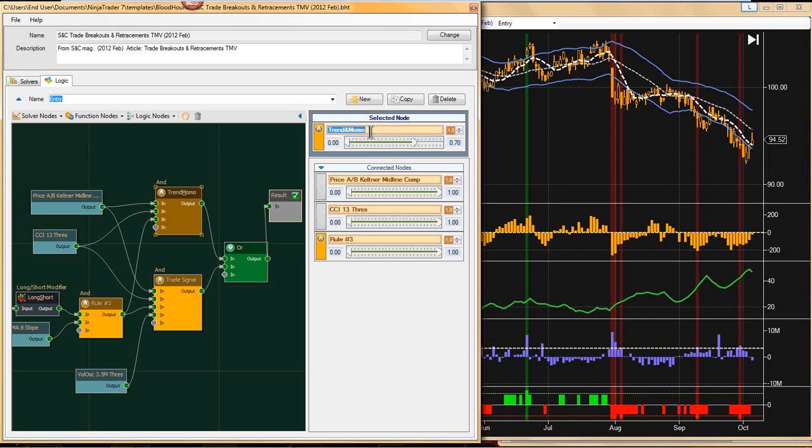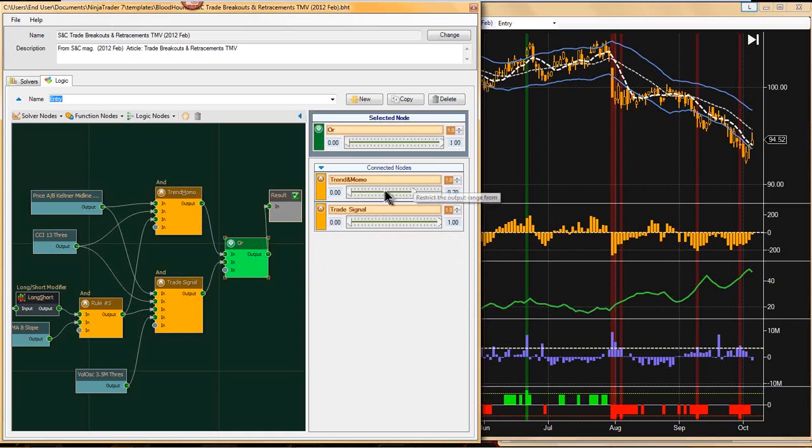Basically, the trend and momentum is like a subset of your rules, right? The part of your rules that are key, that are important to your trading system. And then you have another AND node, which is basically your trade signals. So that's the two key components. Plug them into an OR node, and then use the sliders to adjust down the subset of your other trading conditions.